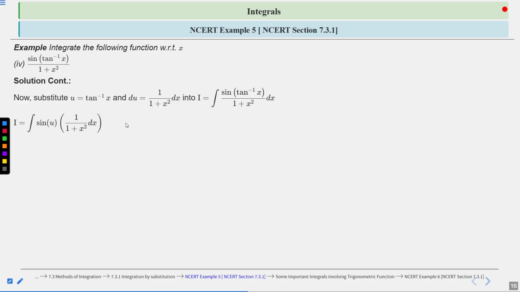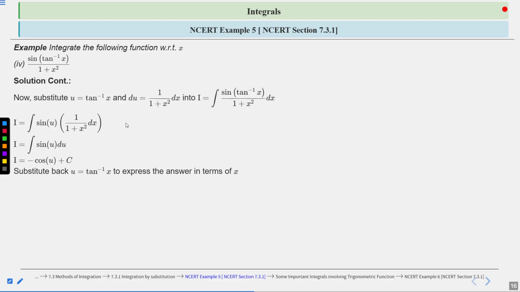Right, so we can write I is equal to the integration of sine u into 1 upon 1 plus x square dx. So I will be equal to the integration of sine u du. So we can write I is equal to minus cos u plus c.